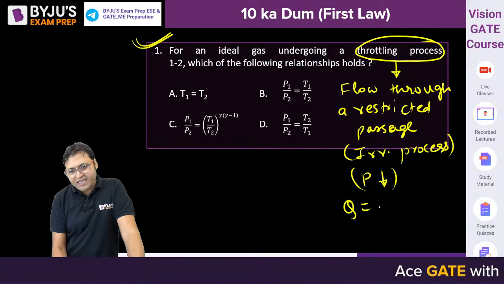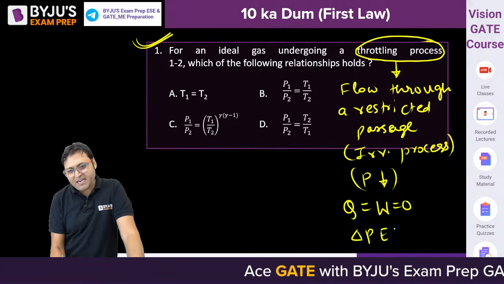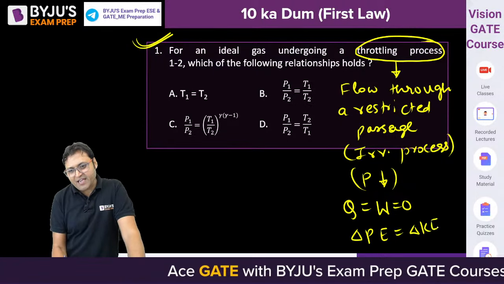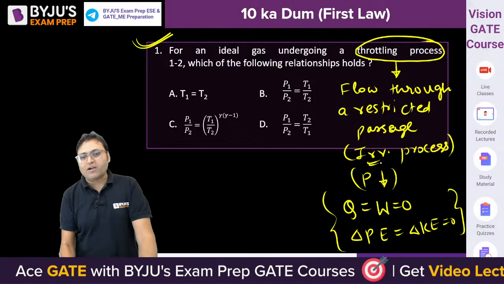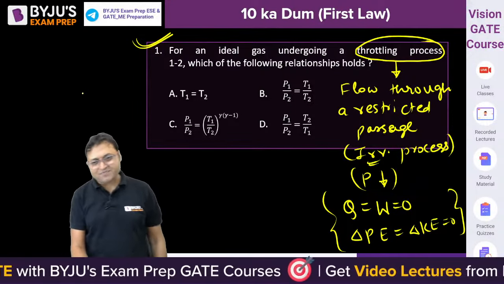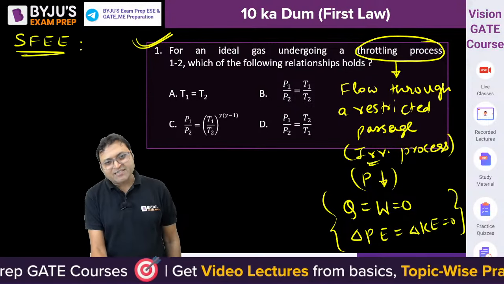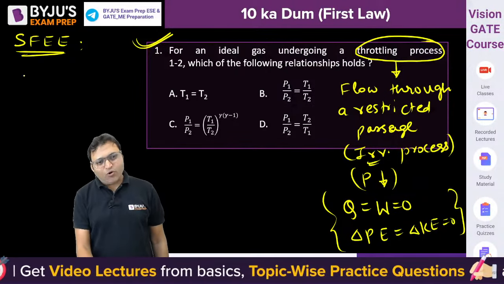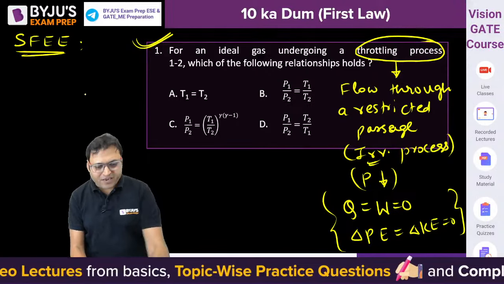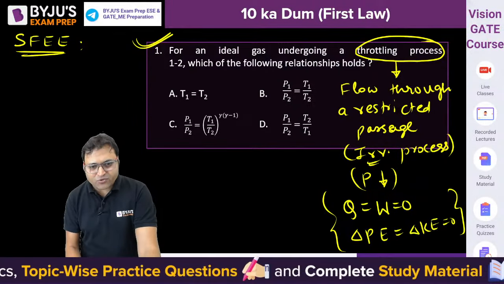There is no heat transfer, no work transfer, no change in potential energy, and no change in kinetic energy. These are some of the characteristics of the throttling process. Pressure always decreases. So if we apply the steady flow energy equation, it is a steady flow device. Throttling happens through a steady flow device. According to the steady flow energy equation, let me give you all the information related to this.